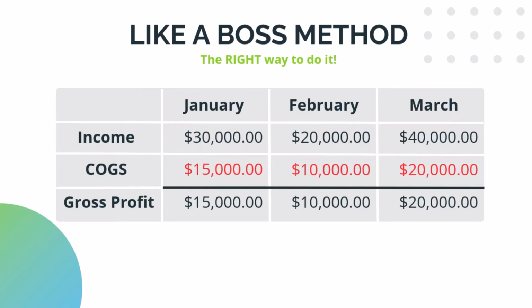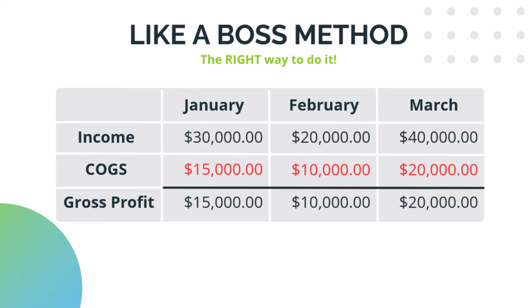When this is done correctly, this is what it should really look like. I call this the like a boss method, because this method gives you such better results. I want to be clear that this method does take a bit more work, but it's still the correct way to do it. In this case, we still have these same months with the same revenue levels, only this time we're expensing the cost of our product incrementally according to how it was actually sold. So in this first month, we have $15,000 in COGS, then $10,000, and then $20,000 in COGS.